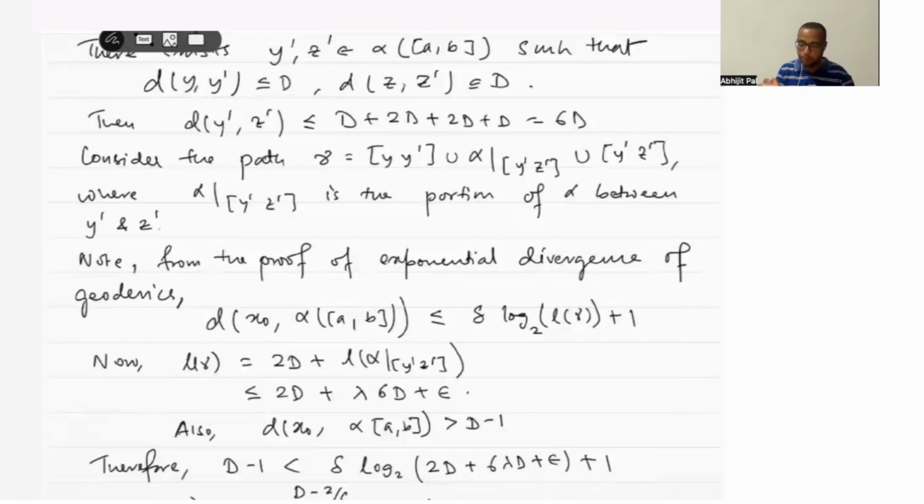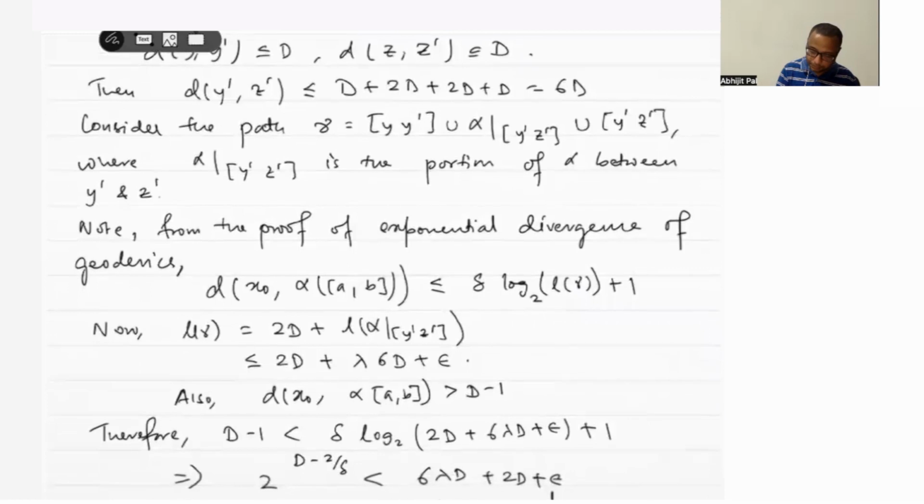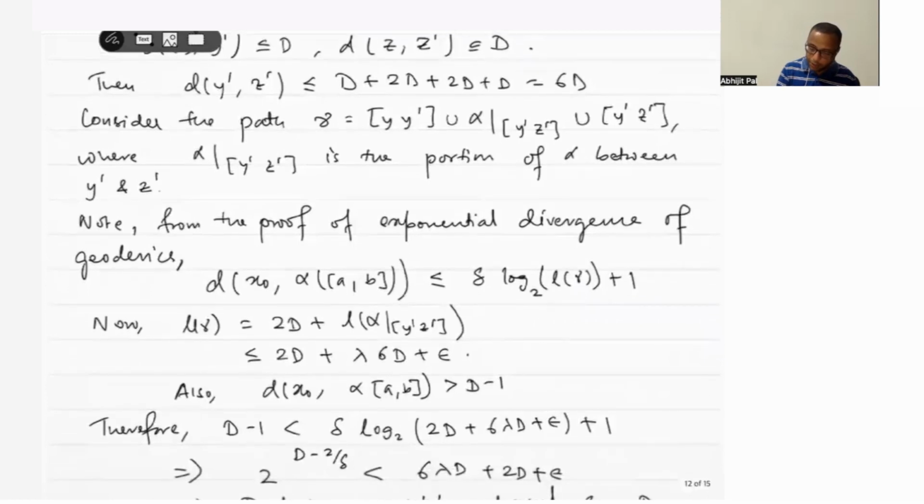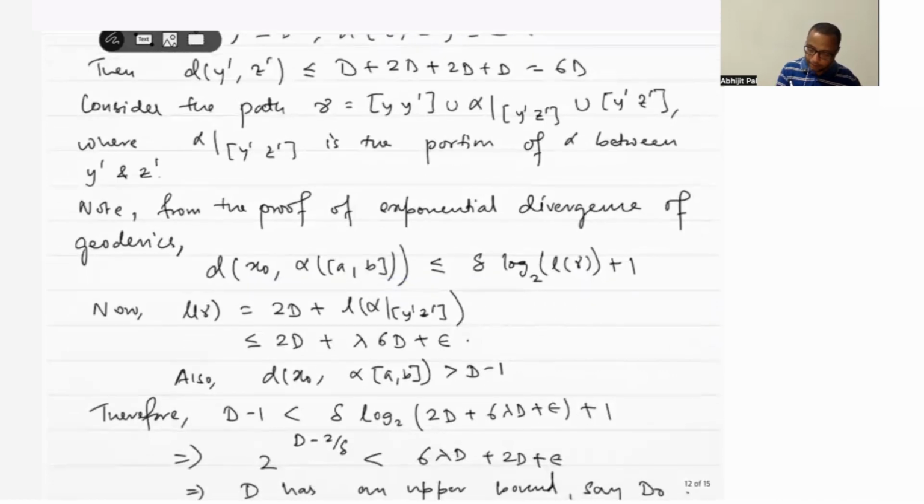So this you try to prove with the help of this exponential divergence of geodesics. Once you prove this thing, the length of gamma will be less than or equal to 2d plus lambda times (6d plus epsilon).